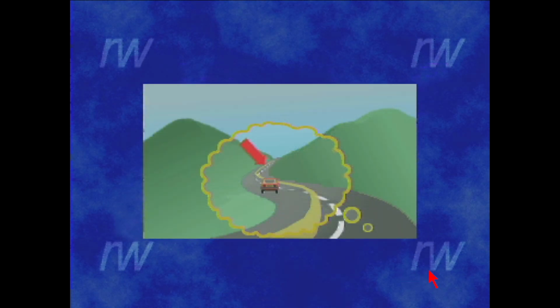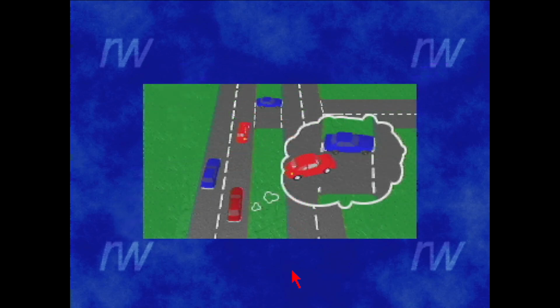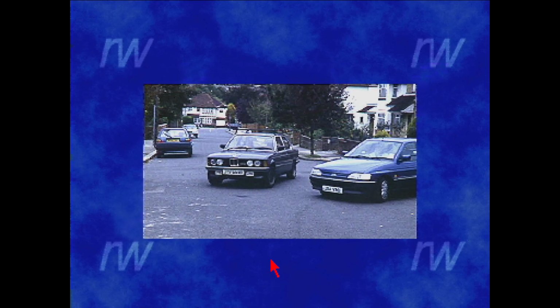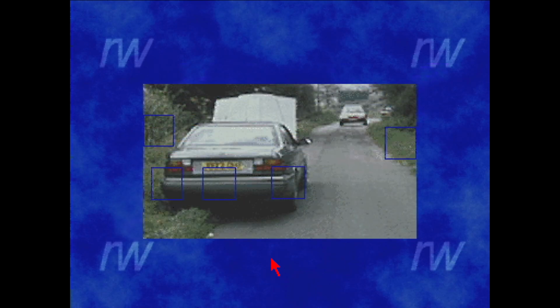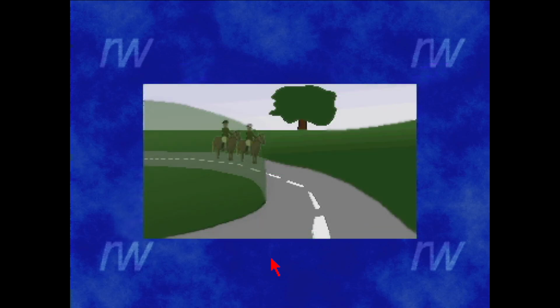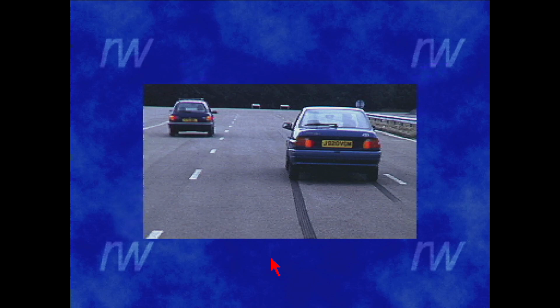Welcome to RoadWorthy, the interactive disc that will expand and develop your driving skills. In RoadWorthy, the accent is on interaction, so that you can explore in total safety the effects of different driving decisions and actions. Discover at first hand how to prevent accidents and minimize risk, and learn the techniques that give you ultimate control.